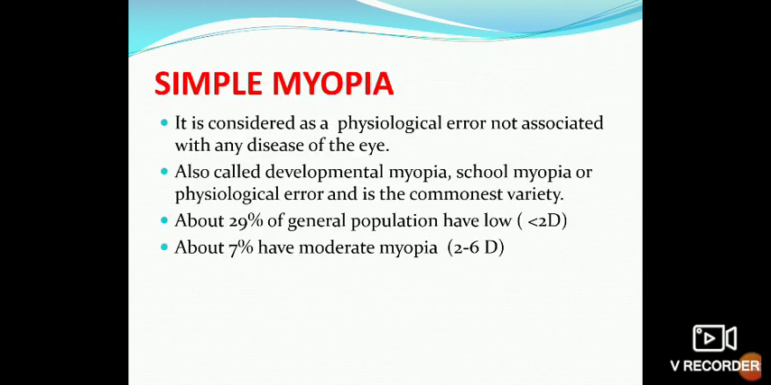Next is simple myopia. It is called developmental myopia or school myopia. It is actually not a pathological condition. It is a physiological error. Okay, just a physiological error. About 29% of the population have simple myopia, low grade, that is less than 2 diopter. 7% have moderate myopia, that is 2 to 6 diopter.